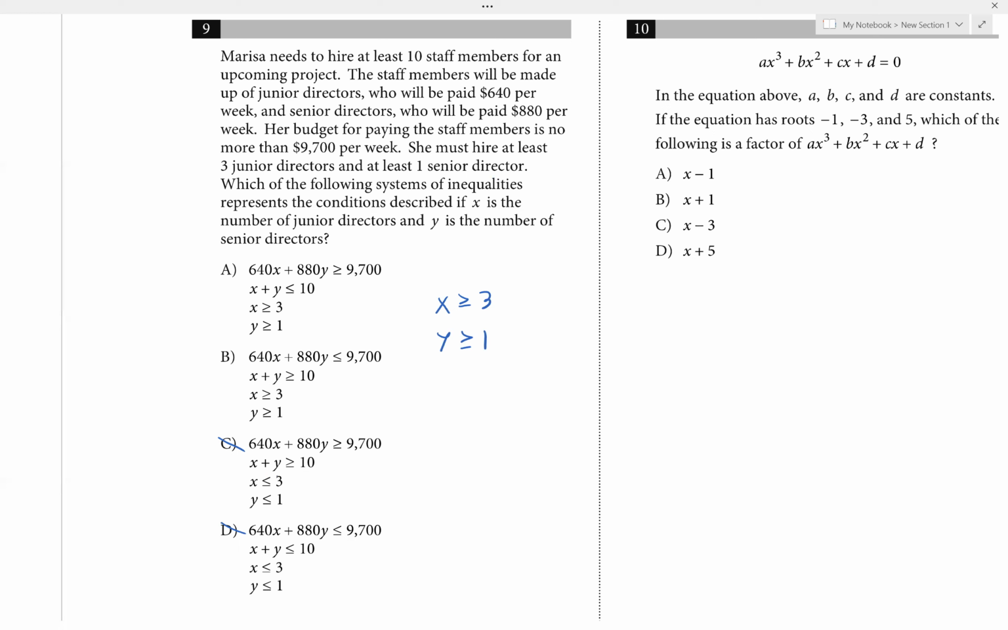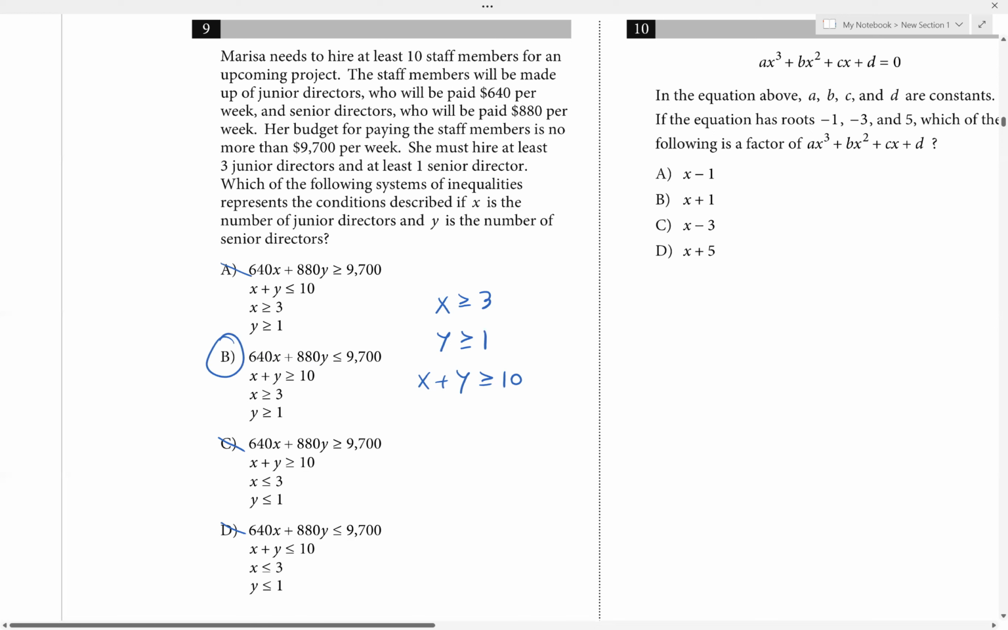We know that she must hire at least 10 staff members. So that's where the 10 came from. To be at least 10, that means in total, X plus Y has to be greater than or equal to 10, not less than or equal to 10. It had to be at least 10, so greater than or equal to 10. And just from that, we can eliminate A, because only B has X plus Y is greater than or equal to 10. So then we know our answer should be B.